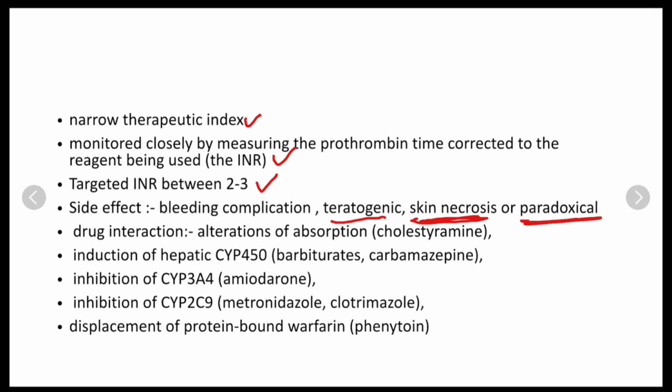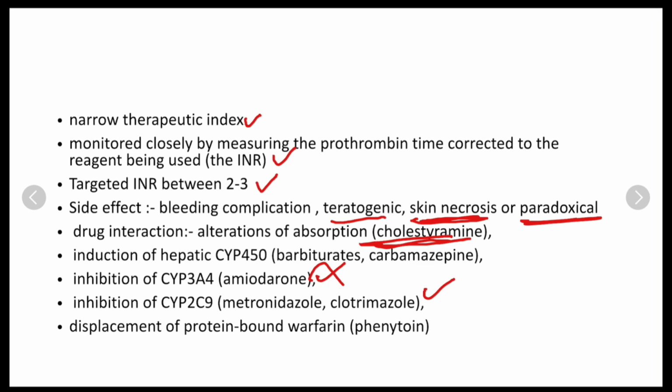Drug interactions could be there, like alteration of absorption, like cholestyramine. So it interacts with cholestyramine. Then they are telling about the induction of hepatic enzymes like CYP450. It causes induction, and so it interacts with barbiturates and carbamazepine. With the inhibition of CYP3A4, it inhibits amiodarone metabolism. Obviously, amiodarone will not be metabolized properly. Then it inhibits CYP2C9. So it interacts with metronidazole and clotrimazole metabolism.